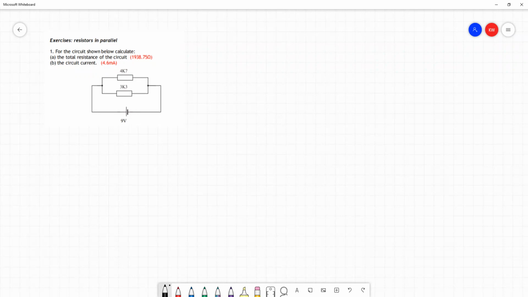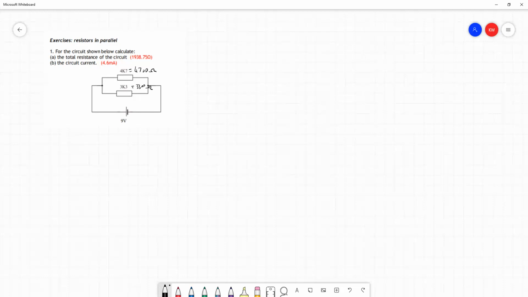This notation of 4K7 and 3K3 means that the resistance of this first resistor is equal to 4,700 ohms, and the second resistor is equal to 3,300 ohms. The K stands for kilo, which is 1,000, so that's 4,700 ohms. That's what that shorthand is for, and you'll sometimes see things like that in the course notes and tutorial problems. We will not be using anything like that in the assessment. We'll always clearly state what a resistance is.